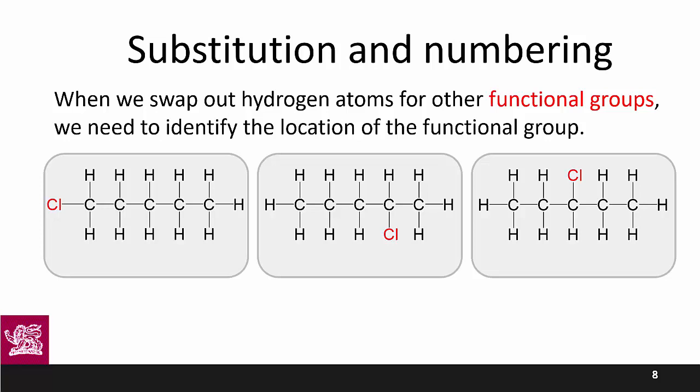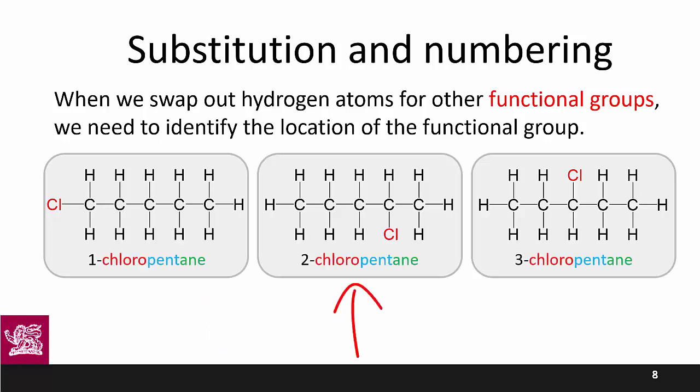These are, of course, chloropentanes, but the first of them is 1-chloropentane, the next is 2-chloropentane, and the final one is 3-chloropentane. Now this middle one is a different example. You might perhaps think this is 4-chloropentane. In this and in all cases, we minimize the numbering, and so here we have 2-chloropentane rather than 4-chloropentane.